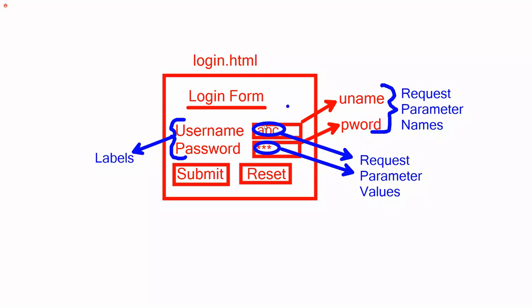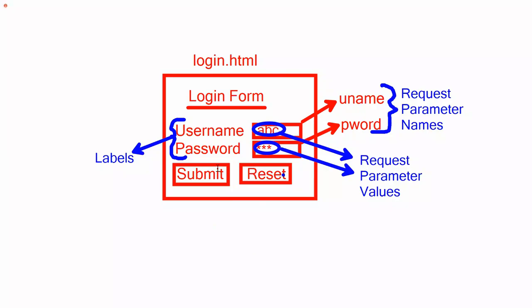First, request parameter names, request parameter values. Uname equal to ABC, pword equal to XYZ. Those are called request parameters. Names and values together are called parameters. Okay, first, is it over?